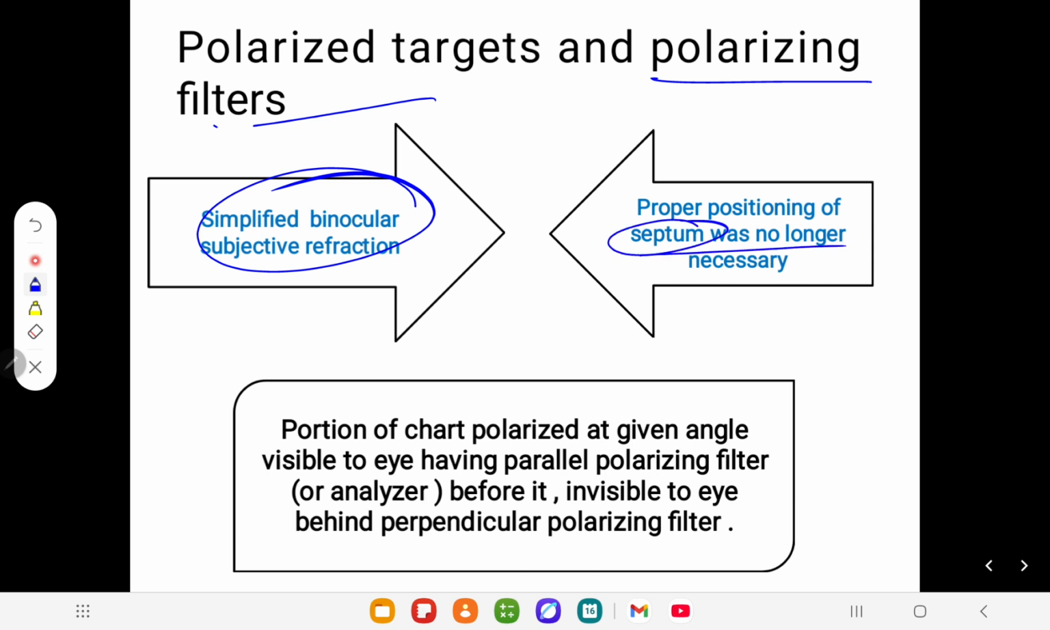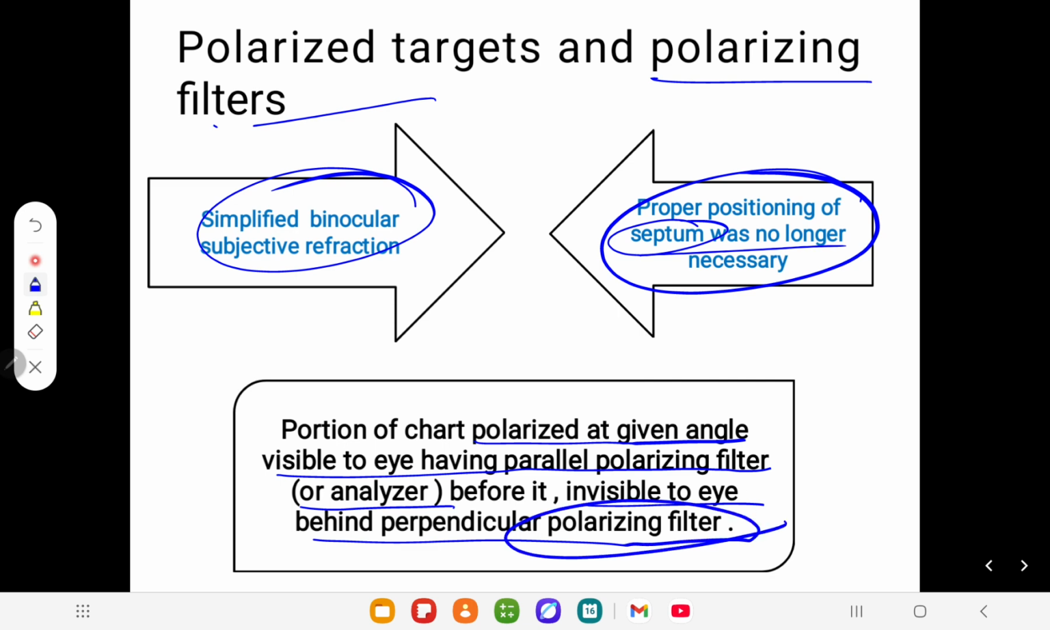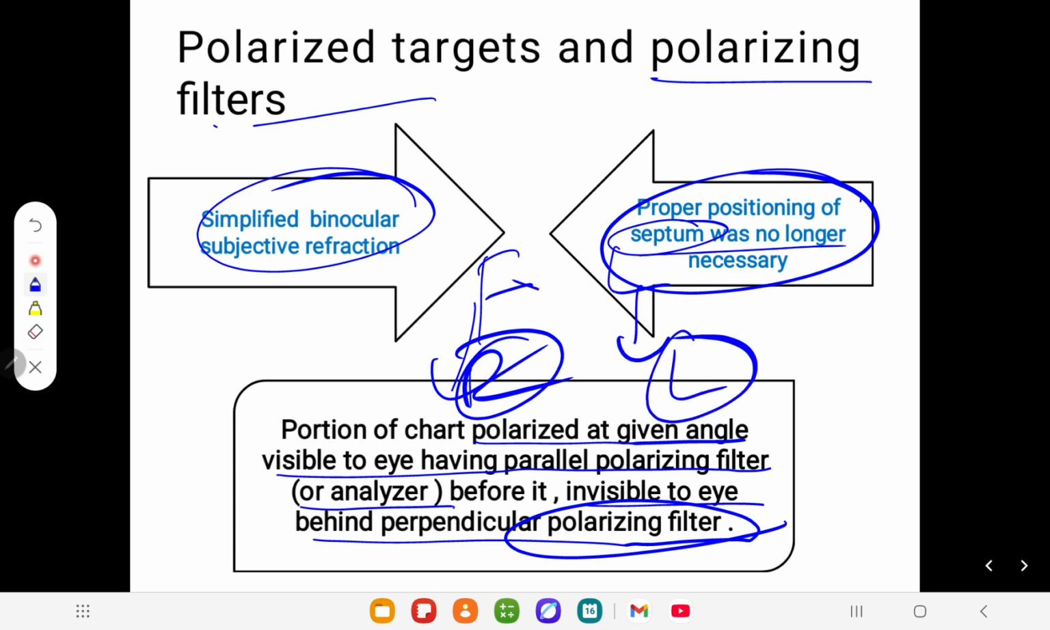In case of polar, definitely glasses should be at the orientation. So a portion of the chart is polarized, giving the angle of visibility, with a parallel polarizing filter before it visible, and invisible behind the perpendicular polarizing filter. So basically F is seen by the right eye and L is seen by the left eye; F we cannot see with the left eye, L we cannot see with the right eye.